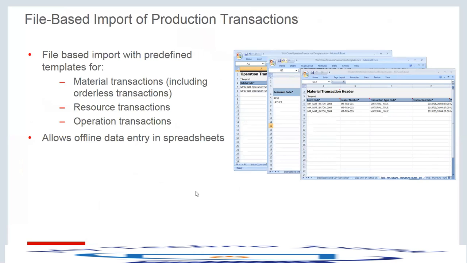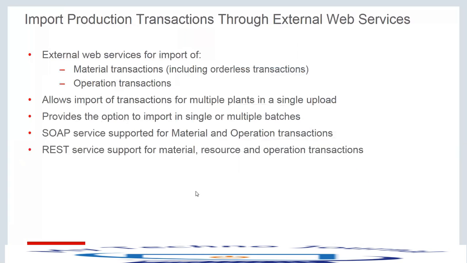For material transactions, resource transactions, and operation transactions, we have different predefined FBDI templates available. You can just download them, fill in the data, follow the instructions on the file, convert that into CSV, load it into the UCM account, and just run the import programs. So all the transactions which you want to import from any third party or any other systems, you can even upload to your manufacturing cloud.